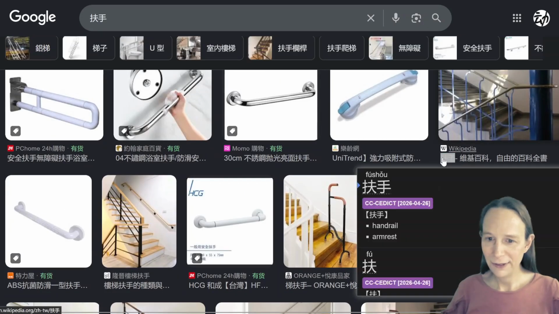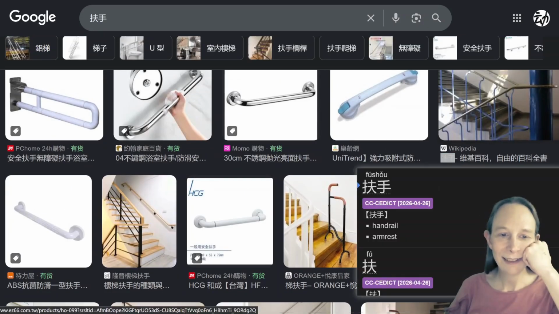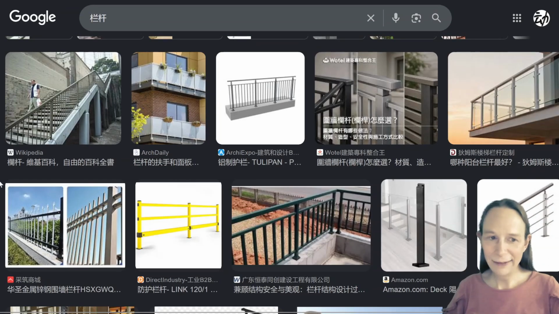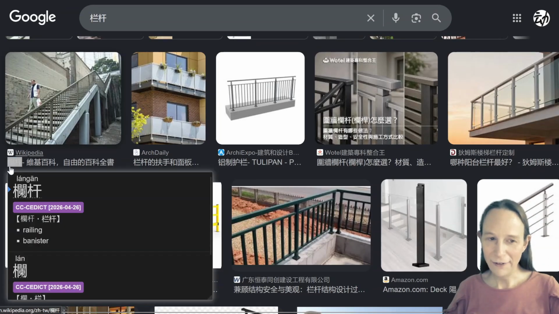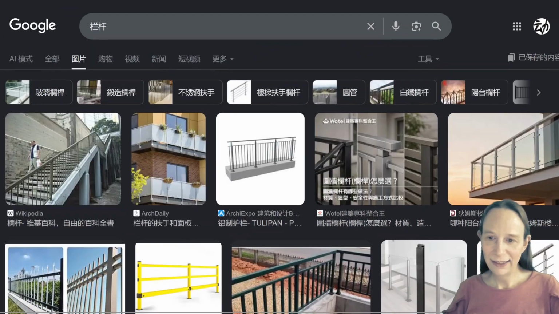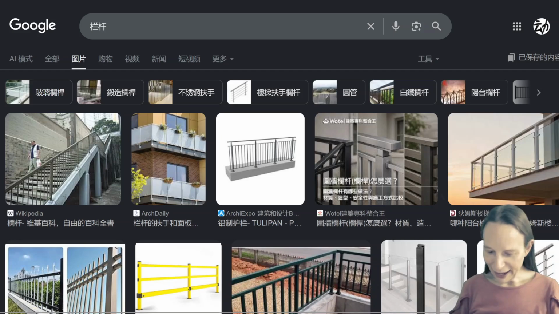Kind of. I don't know. What's the difference? Maybe 扶手 is more general. 栏杆. I don't know. Fence pole. 栏杆. Yeah, fence pole. 栏杆. All right. Now that we're all experts, what's the dictionary say?